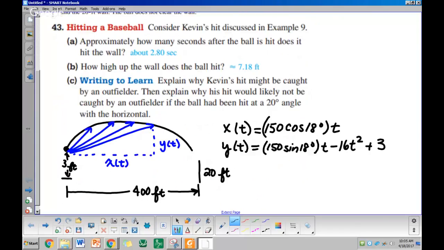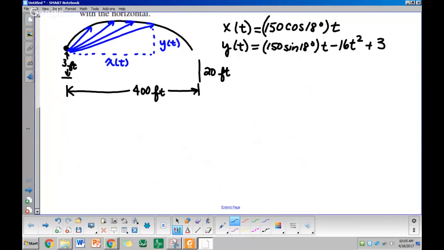The question says approximately how many seconds after the ball is hit does the ball hit the wall? Well, how far away is the wall? 400 feet. Now, what kind of distance is that? Horizontal or vertical? Horizontal. So I'm going to set the horizontal equal to 400. For part A, we're going to say x of t equals 400, and that's going to be 150 cosine of 18 degrees times t.